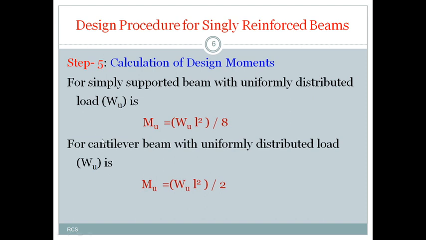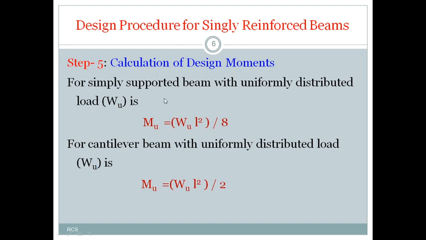So here we have two kinds of beams, simply supported beam and cantilever beam. If you are designing a simply supported beam with a uniformly distributed load of W, then design moment will be Mu equal to WL square by 8. This we already know from our concepts of strength of materials, when talking about shear force and bending moment. It is a standard formula.